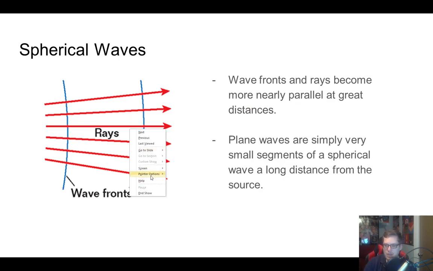So if I had, how do I do a blank? Here it is. Blank white screen. Pointer options.